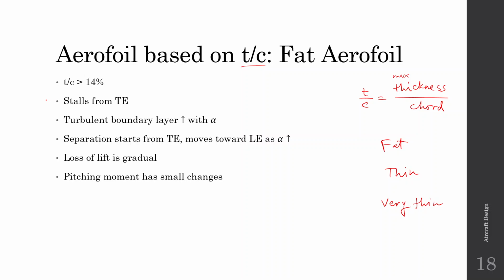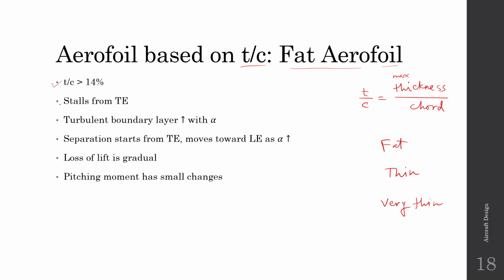These are not really mathematical things, they are more like observations that people have noticed based on wind tunnel tests or actually flying aircraft of these types. So the first type is a fat aerofoil. In a fat aerofoil, T by C is more than 14%.